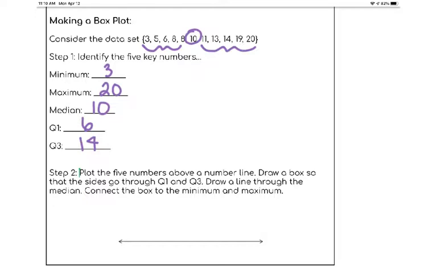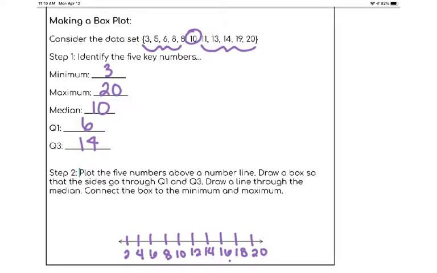Okay, so now we have those 5 key factors, and then we're going to plot those numbers on a number line. So we can start with 3. Let's go in 2s. Let me erase that. Let's start with 2 and go in 2s. So 2, 4, 6, 8, 10, 12, 14, 16, 18, 20. Okay, so we plot those 5 numbers on a number line.